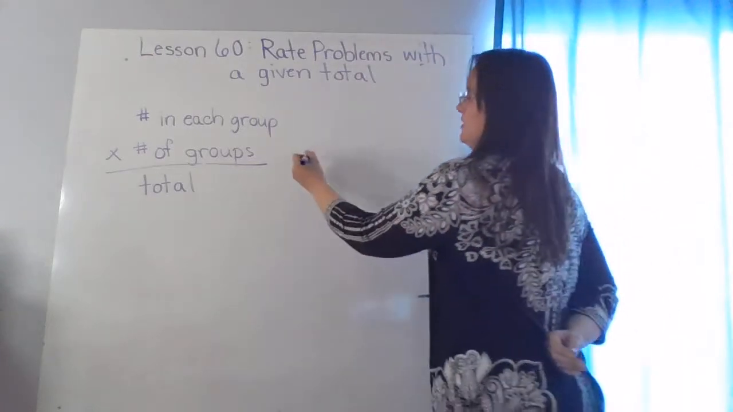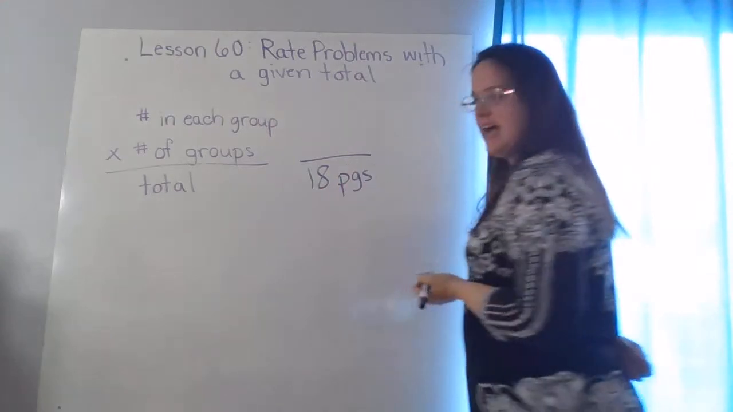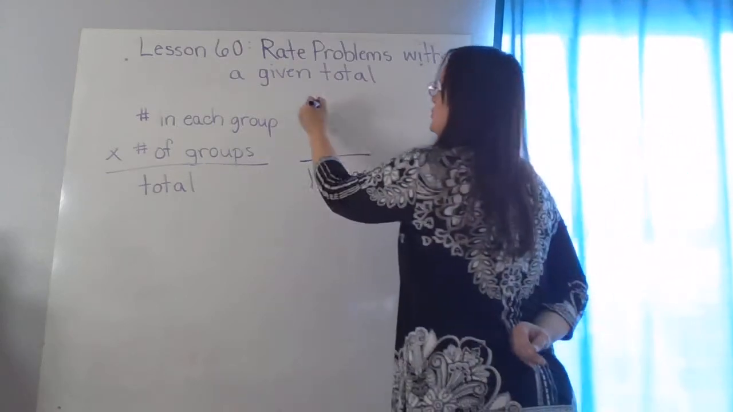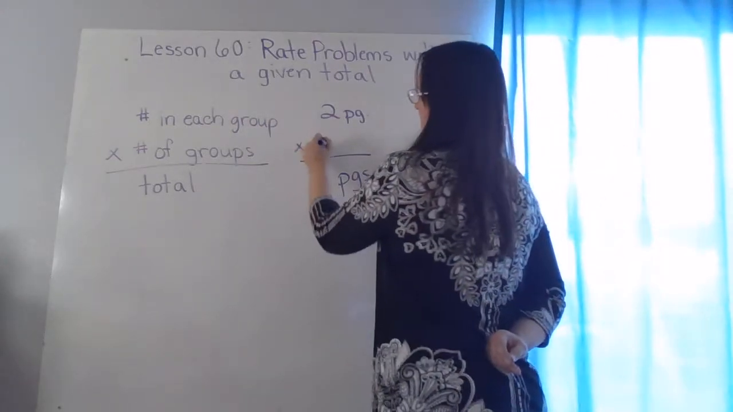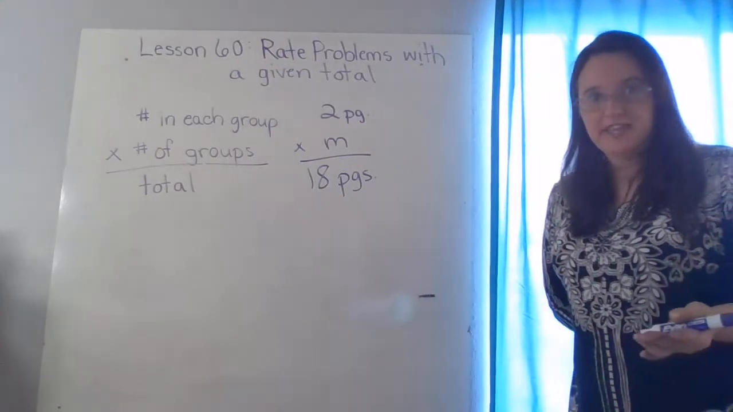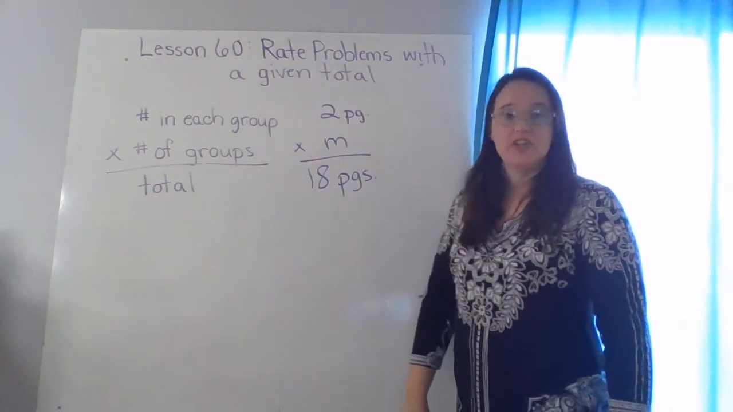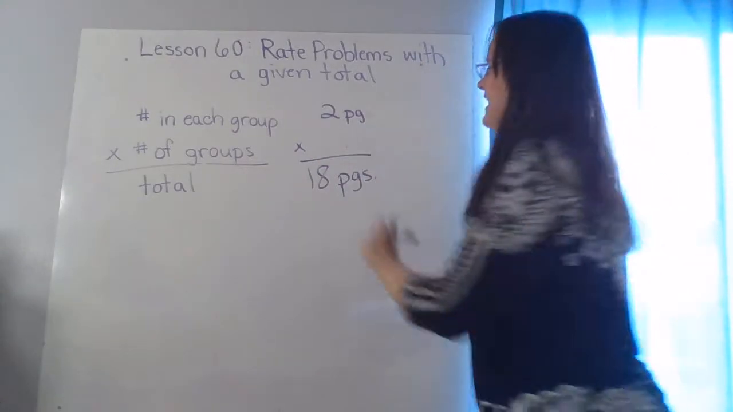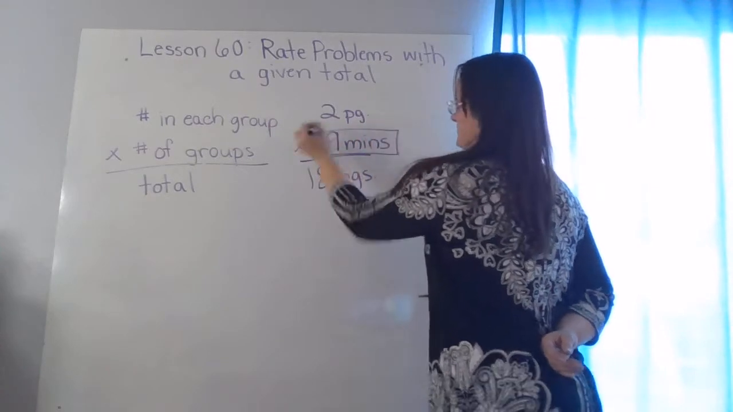18 is our total. We want to know if he reads a total of 18 pages, how long will it take? We already know that he can read 2 pages per minute. What we need to find out is how many minutes will it take him? So if you've got your multiplication facts memorized, you can look at this and say 2 times what is 18? 2 times 9 is 18. There's my answer, 9 minutes. Right there.